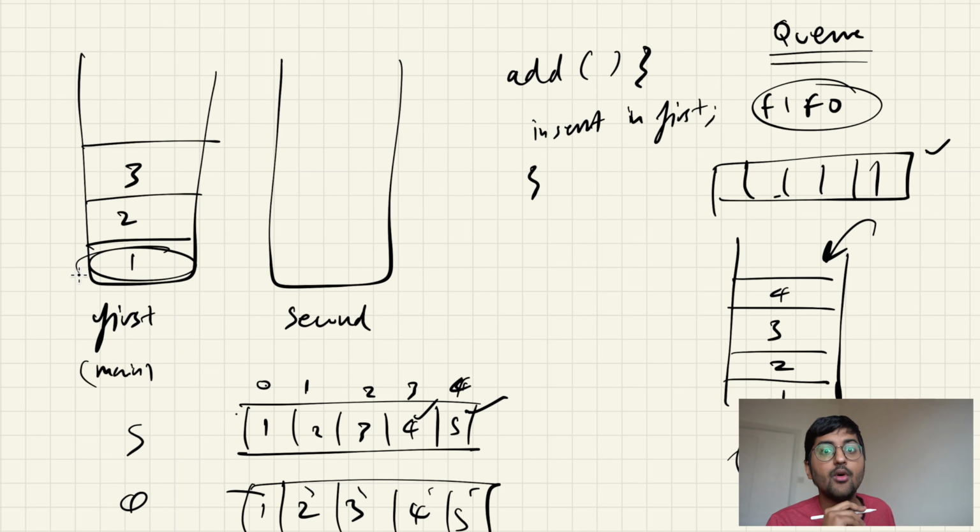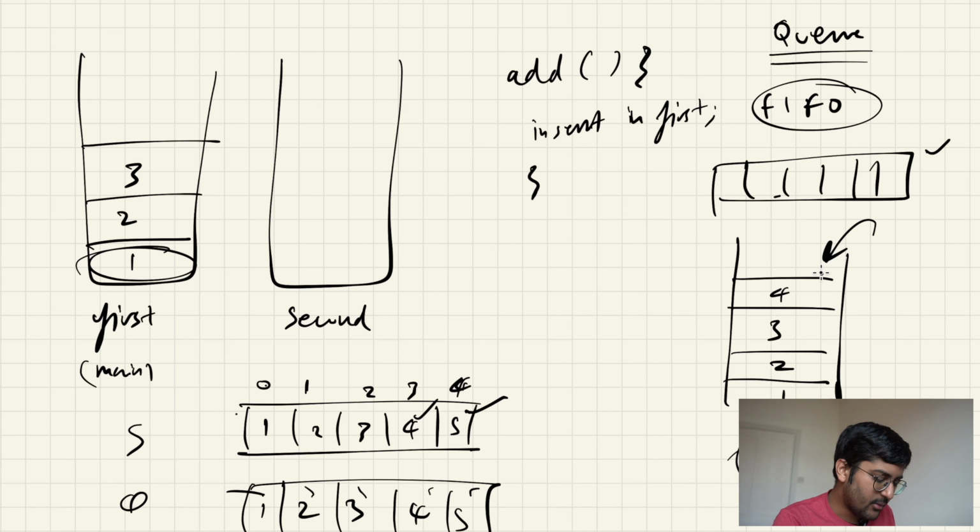And how do you remove items from a stack? Stack.pop. And you want to remove 1. So what can you do? Pause this video. Think about it. It's actually very simple.